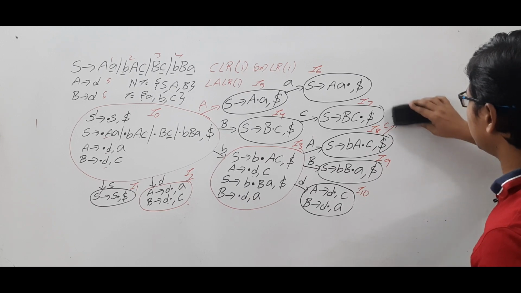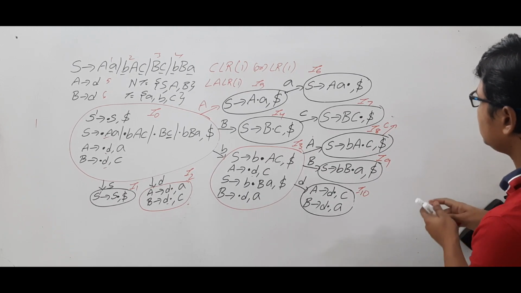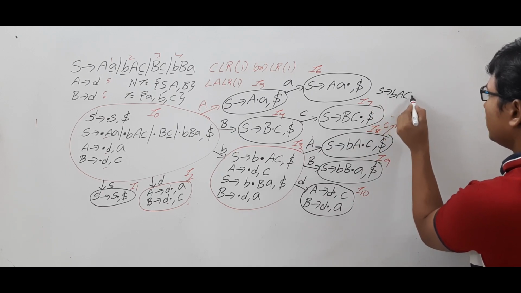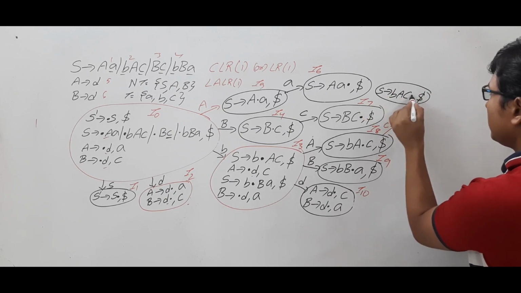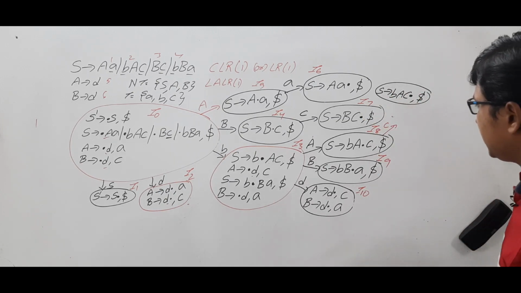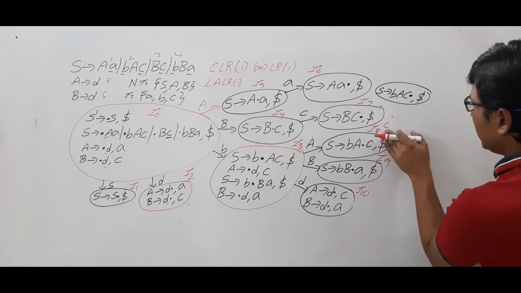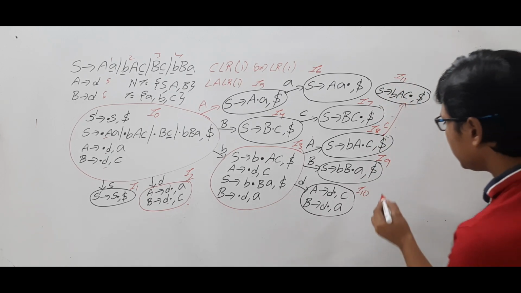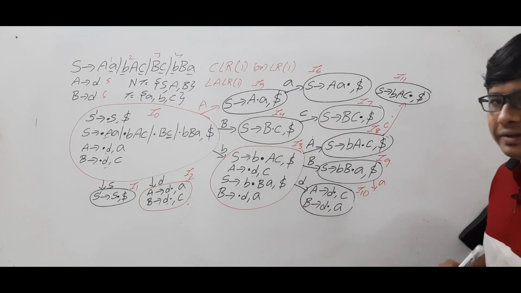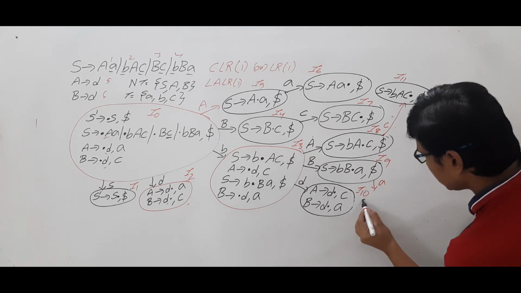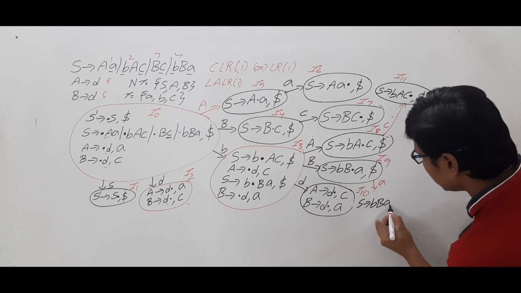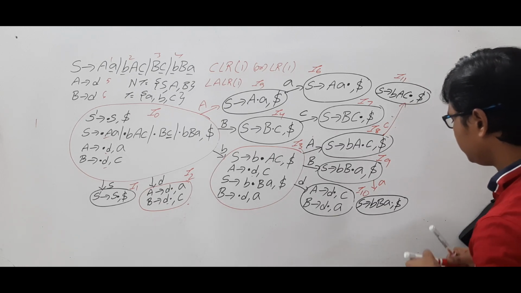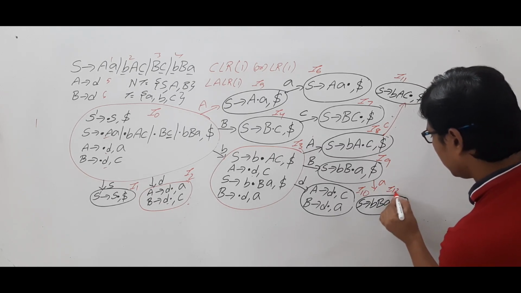If it is not visible, let me write it here. S determines BA C dot dollar. Am I right or wrong? Is it clear? Now let me make this one as I11. I8 on C is going to I11. Similarly, on I9 on small a will be S determines BA dot dollar. This is my I12. I hope it is visible for you.